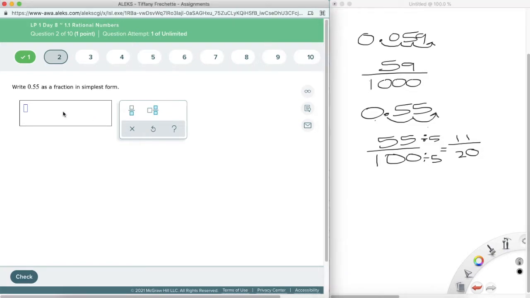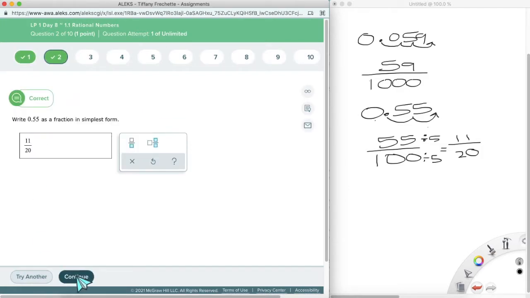So if we go over here, 11, and I can also hit the backslash on my keyboard. I don't have to click on this. It'll also open up that fraction bar for me. So check. Yay. Continue to the next one.